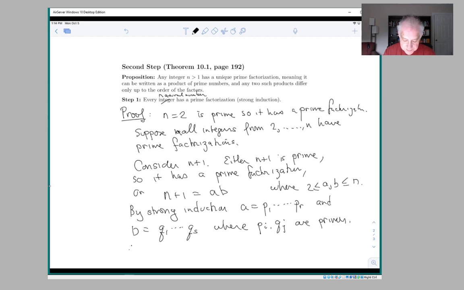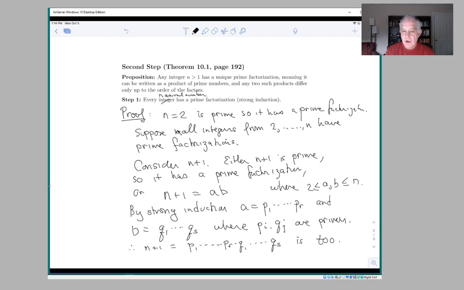And therefore, n plus 1, which is p1 up to pr times q1 up to qs, is also a product of primes. So if you remember in the proof involving trees, we took a tree, we picked an edge and pulled it out, then we had 2 parts. Those each satisfied the condition, and then we put them back together again. That's exactly what we did here.